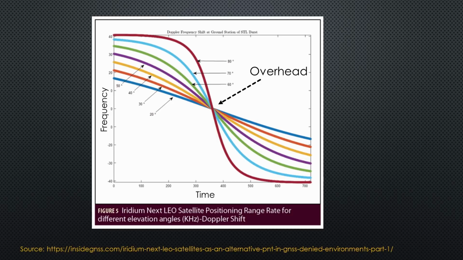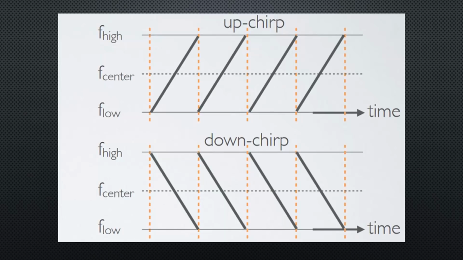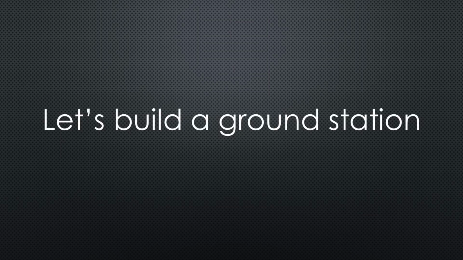They create a Doppler effect that changes the frequency we receive. Standard modulations do not like such frequency changes and stop working if we do not regularly adjust our receivers. LoRa uses so-called chirps, which vary in frequency and therefore is much less susceptible to frequency changes. Enough talked. Let's now build our ground station.